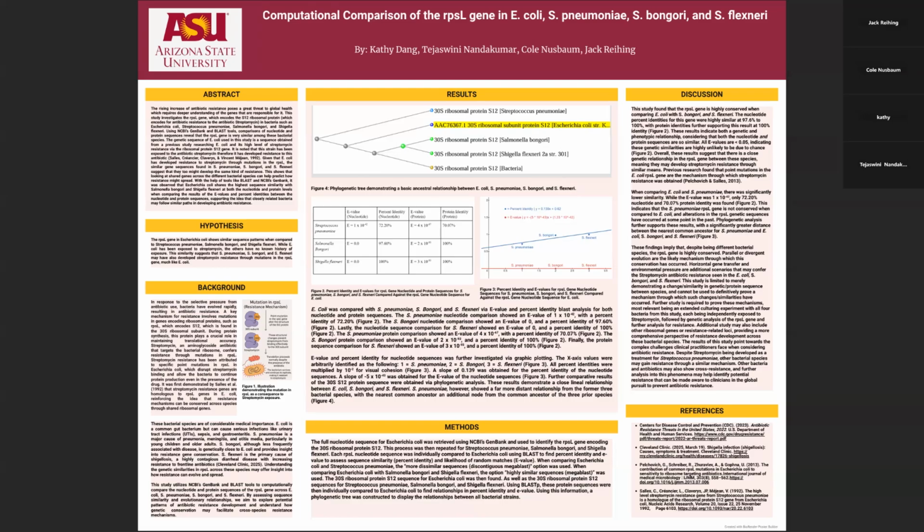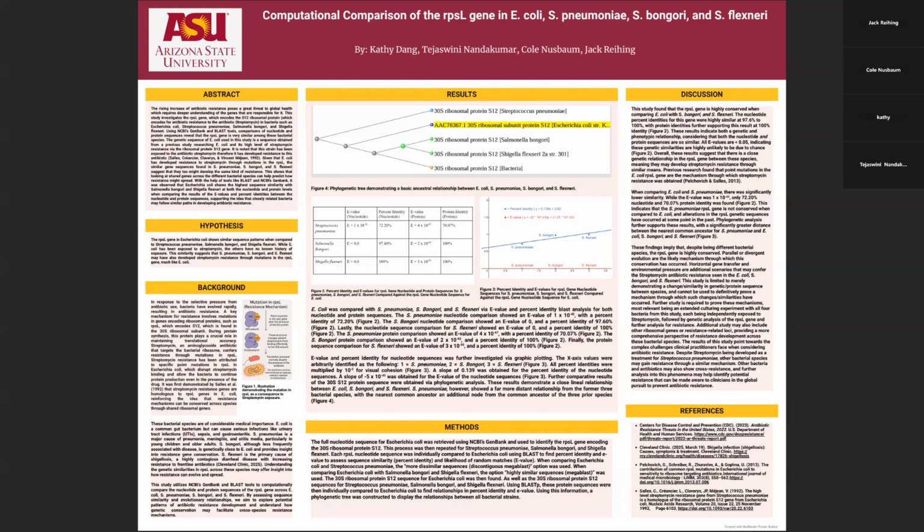For the methods, the full nucleotide sequence for E. coli was retrieved using NCBI's GenBank and used to identify the rpsL gene encoding the 30S ribosomal protein S12. This process was then repeated for S. pneumoniae, S. bongori, and S. flexneri. Each rpsL nucleotide sequence was individually compared to E. coli using BLAST to find percent identity and E-value to assess sequence similarity and likelihood of random matches.